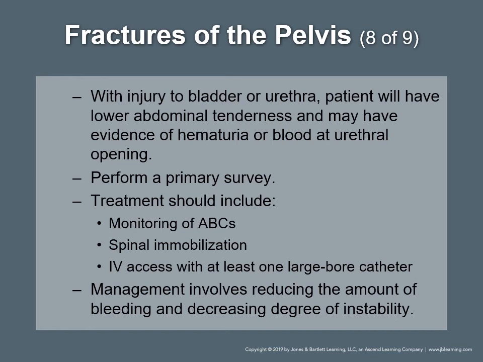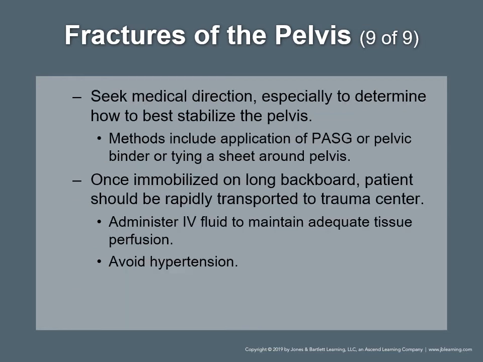Perform a primary survey. Carefully monitor the general condition. Treatment should include monitoring of ABCs, spinal immobilization, and IV access with at least one large bore catheter. Management involves reducing the amount of bleeding and decreasing the degree of instability.